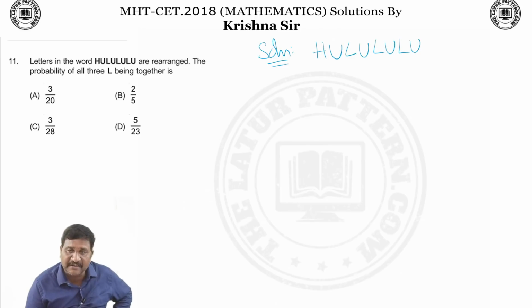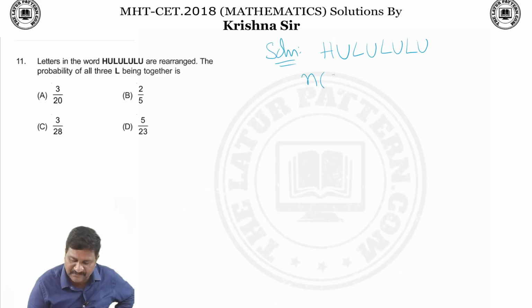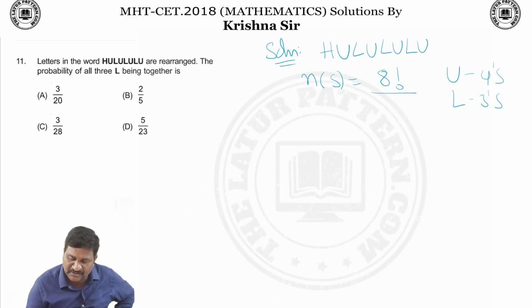The probability of any given problem we find using the sample space n(S). The word has 8 letters, which can be arranged in 8 factorial ways. Here U comes 4 times and L comes 3 times. So U, 4 times, can be arranged in 4 factorial and L in 3 factorial.